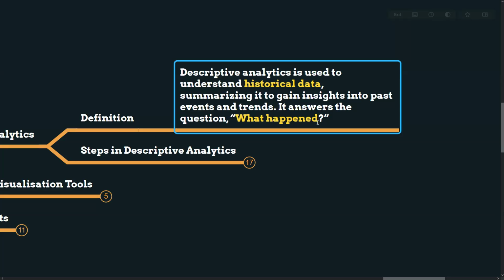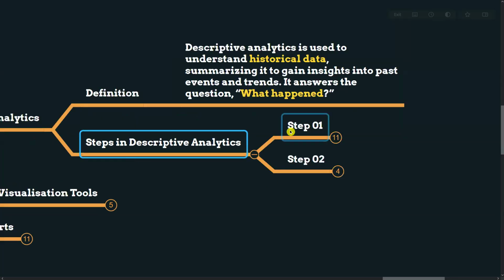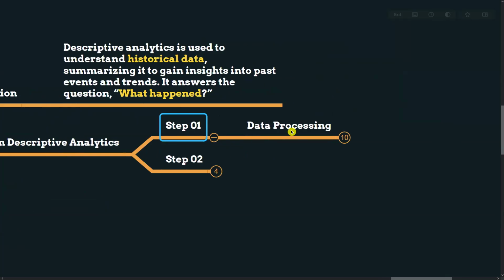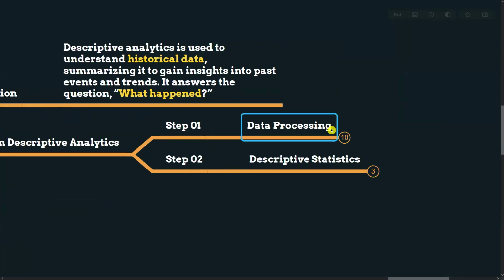What does it mean? We are analyzing the historical data. What happened? Why did it happen? That's something called descriptive analytics. So the steps in descriptive analytics are step 1, data processing, and step 2, descriptive statistics.